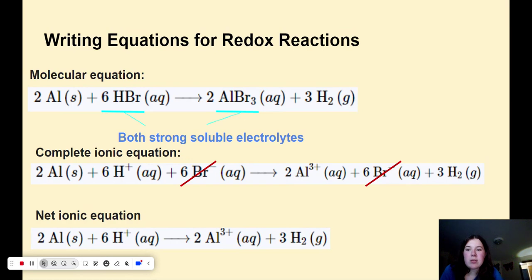So first, you need to find the molecular equation. And here you can tell that hydrogen bromide and aluminum bromide are both strong soluble electrolytes. And in order to get the complete ionic equation, you need to break them apart into their ions. And once you do that, you can tell that bromine is the exact same on the reactants and on the product side. So those are the spectator ions, which you need to cross out in order to get the net ionic equation.